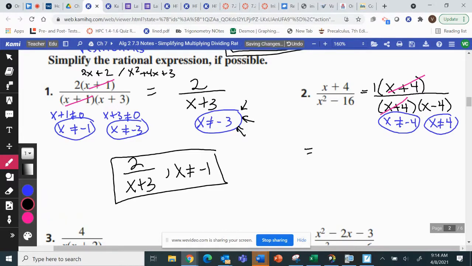On top, when I canceled out that x plus 4, Emma, what do I have left over on top? No, not just nothing. It would be 1, yes. And then x minus 4 is in the denominator. Parentheses around it aren't important when it's the only thing down there, so I'm not going to write them. Now what do we do? Ashlyn, what do we do now?